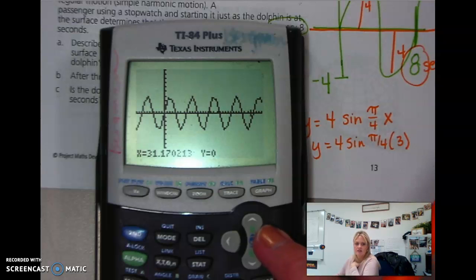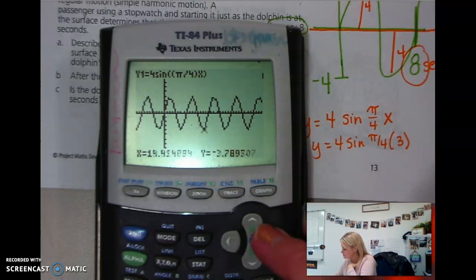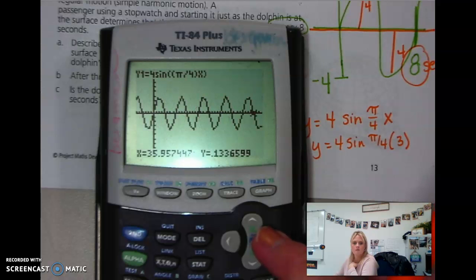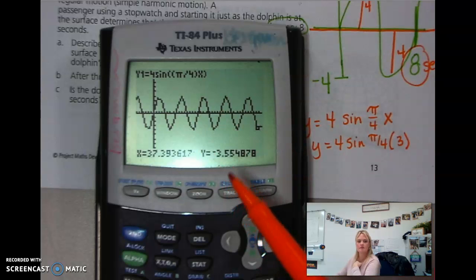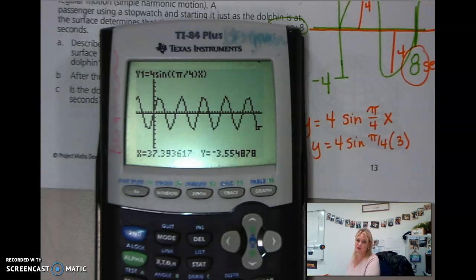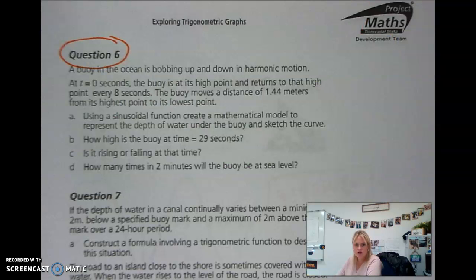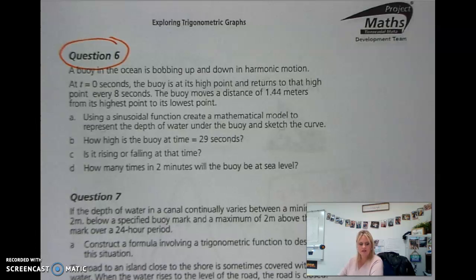37 seconds later, where is the dolphin? 37 seconds, it's underwater, so it would be below the surface. So this is a great reason why you can use your graphing calculator to help you answer some questions like that too. Alright, on your own, try question 6. I will come back on here with the answer. And then in the other worksheet, you will do problems 1, 3, 4, 5, 7, and 9 for your homework.